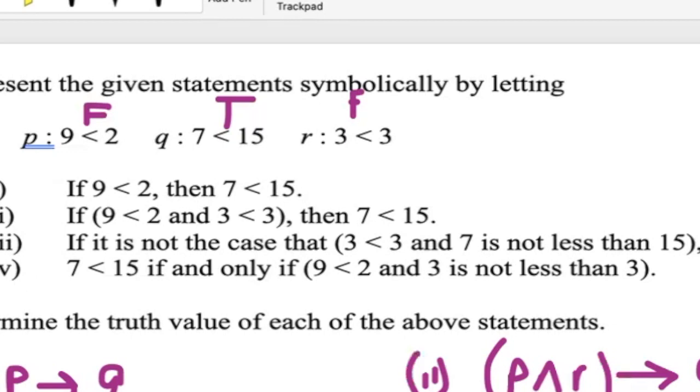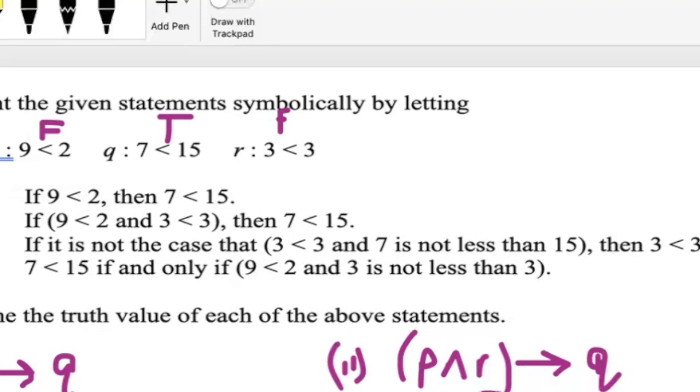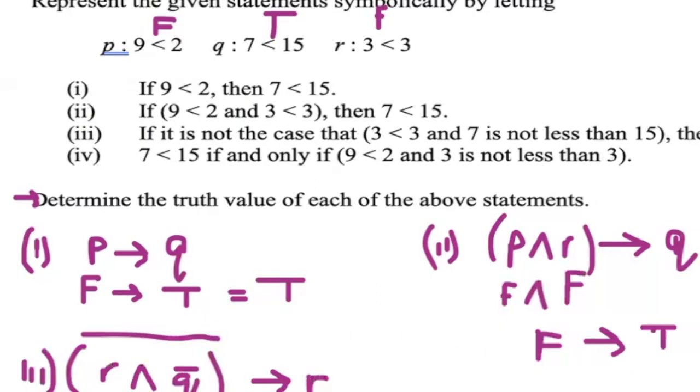The third one, if it is not the case that 3 is less than 3 and 7 is not less than 15, so 3 less than 3 represents R, and 7 not less than 15. So we're going to have the negation of Q. So what's going to happen because of the outside we have not the case, and the entire statement right here in bracket has a negation. Now the if and the then tells me it's imply, and 3 less than 3 is R.